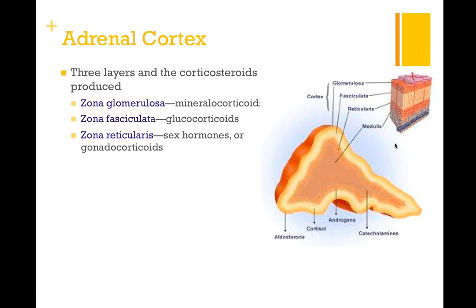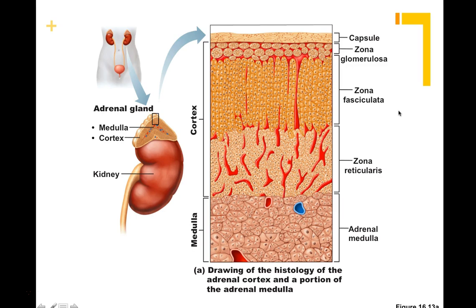First, we have the zona glomerulosa, and that is going to be the most external layer in the cortex and is in charge of synthesizing and secreting mineralocorticoids. The middle layer will be the zona fasciculata, and that will be in charge of secreting the glucocorticoids. And lastly, the innermost layer is our zona reticularis, and that is in charge of secreting our gonadocorticoids, also known as the sex hormones.